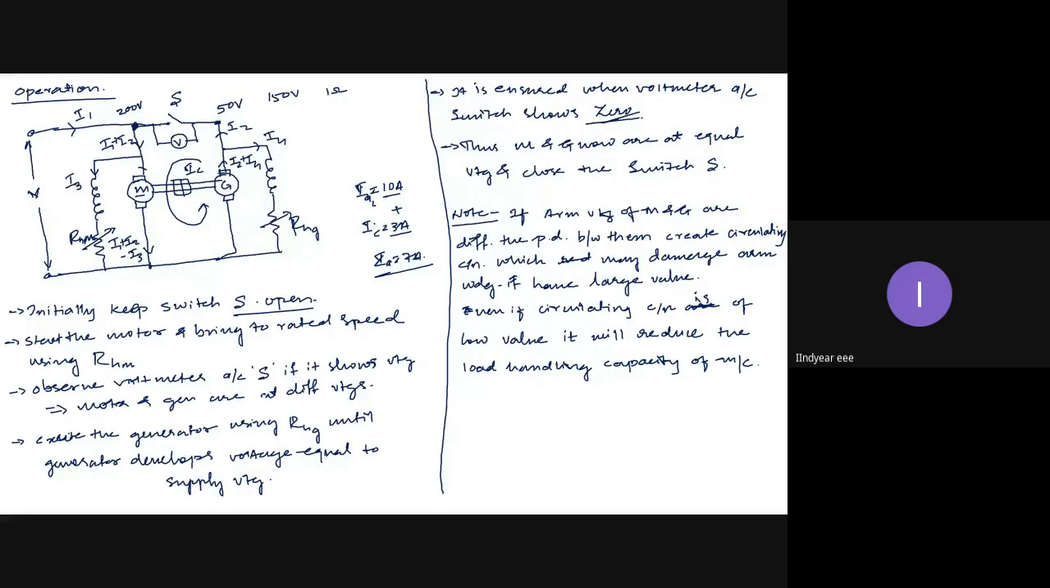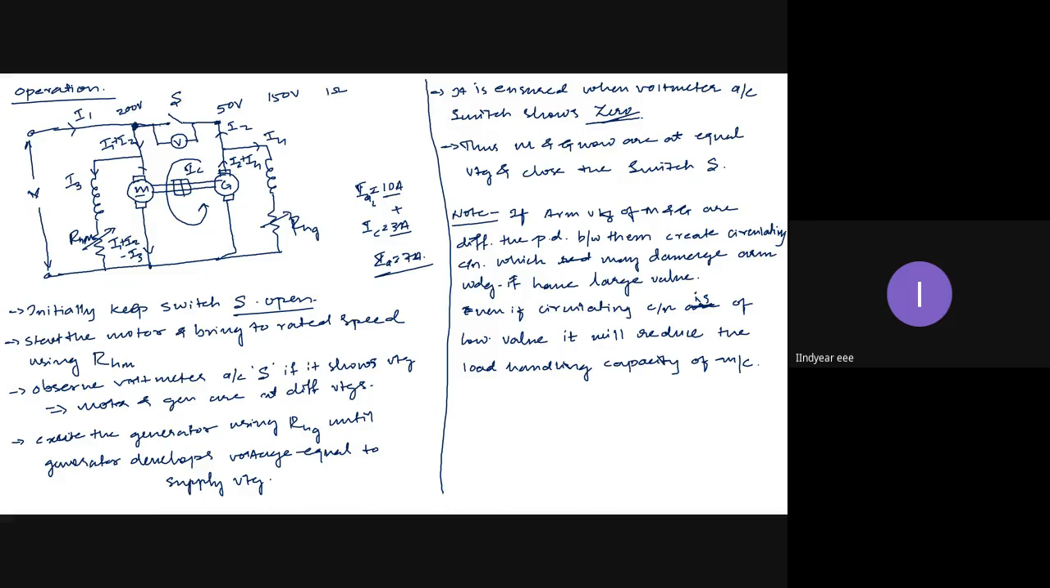So class lectures are very, very important in understanding any subject. Whatever I have explained just now about circulating current, I cannot put everything in words and form notes. It is not possible for any person. But in the class, whenever I give the lecture, I can explain to a greater extent. So class lectures are very, very important.